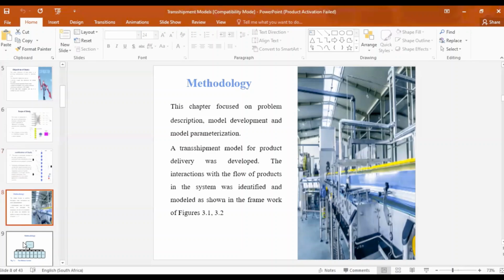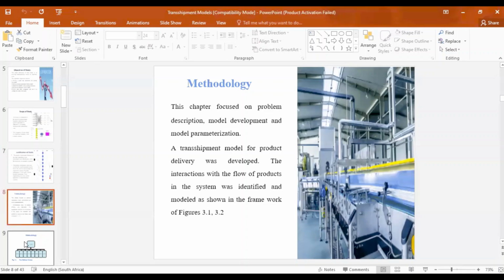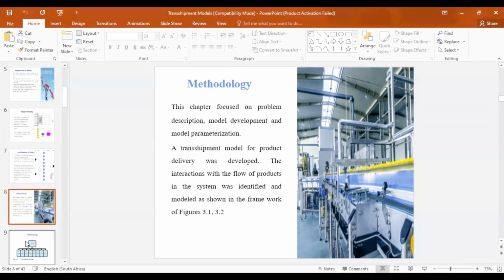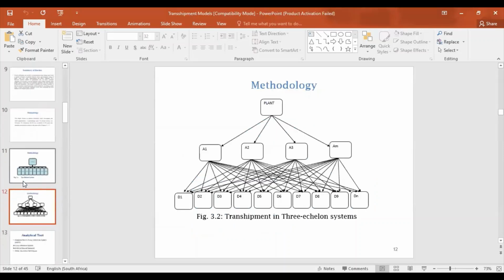The methodology now. This chapter is focused on problem description, model development, and model parameterization. The transshipment model for product delivery was developed, then the interactions from source to destination were noted, and this is presented in the mathematical equations, and also the architecture of the system will be showcased in figures 3.1 and 3.2. So this is the architecture of the model for the two-echelon system, a direct system where products can flow from plants to different destinations. And here is a system where products can flow from source through intermediate points to the final destinations.